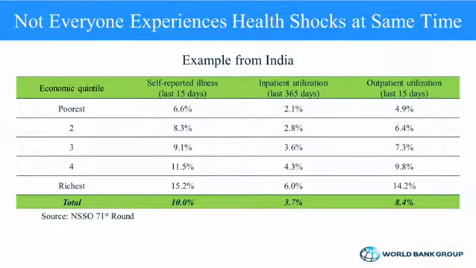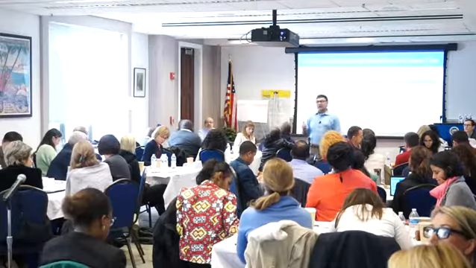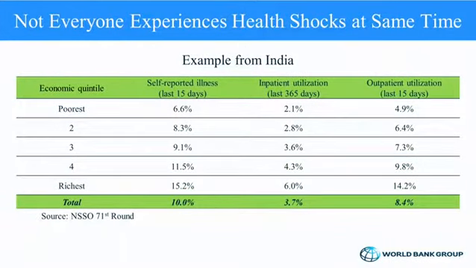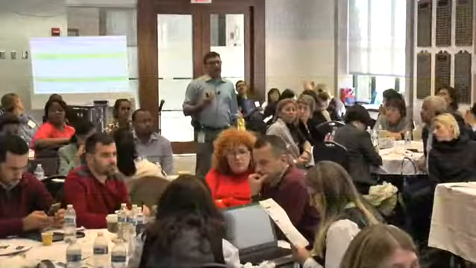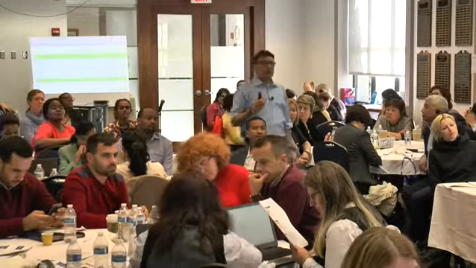So this is an example from India, just again reiterating the point that I think he was talking about, the Kyrgyz Republic. So here's an example from India. This is from the latest National Statistical Survey. It's just showing you that, if you look at the bottom row, about 10% of the population in India reported that they were ill in the past 15 days. Inpatient utilization in the past year was about 3.7%. Outpatient utilization was about 8.4%.